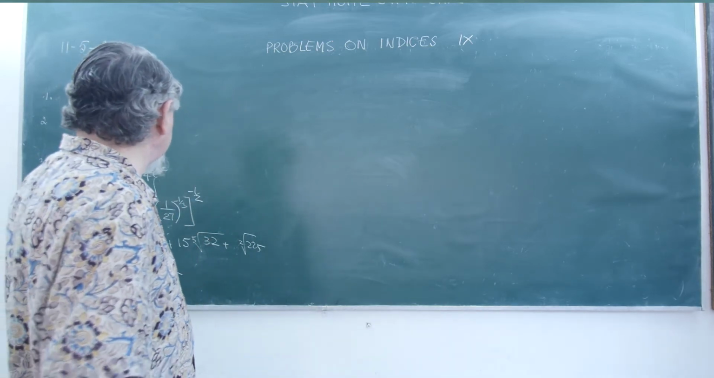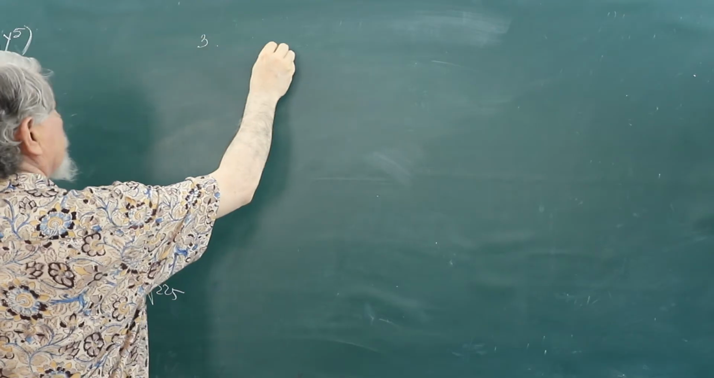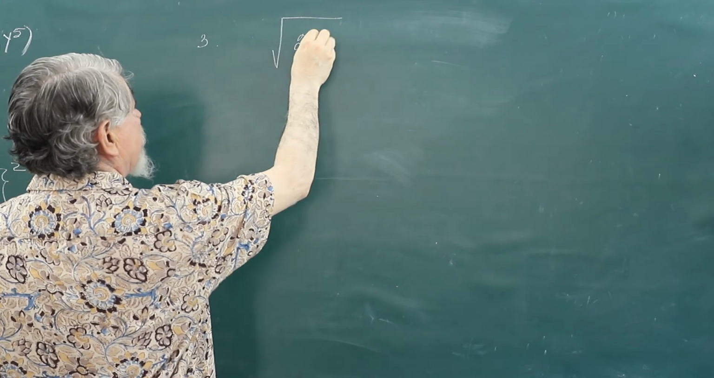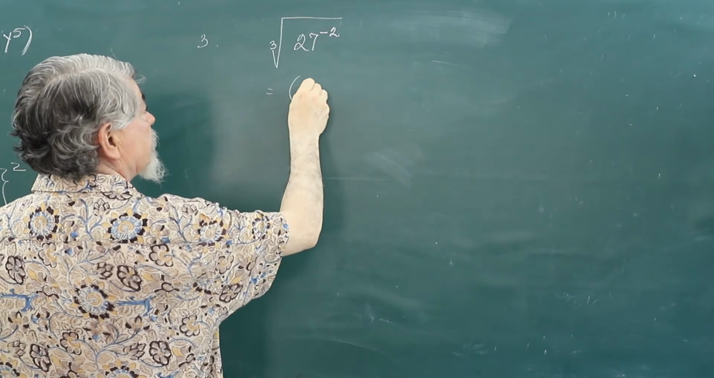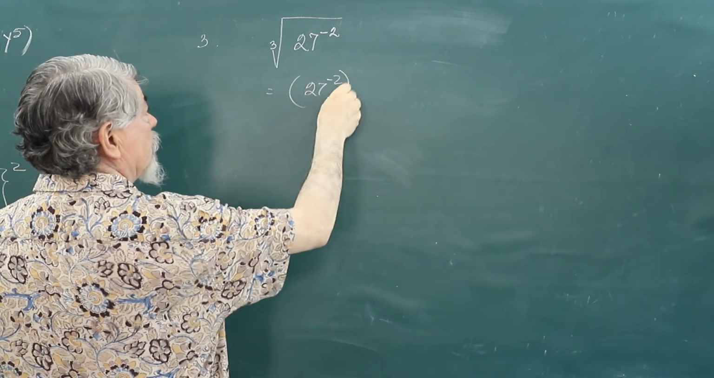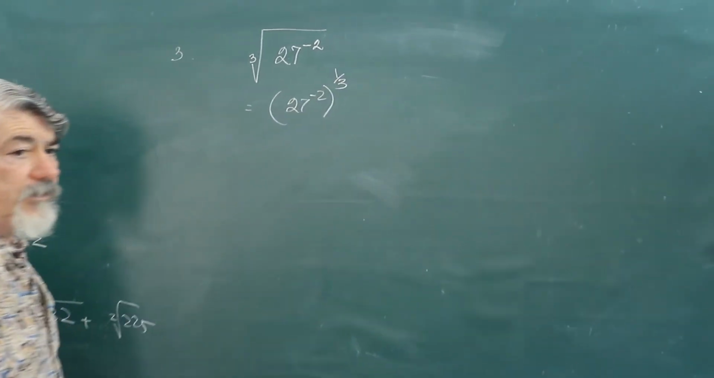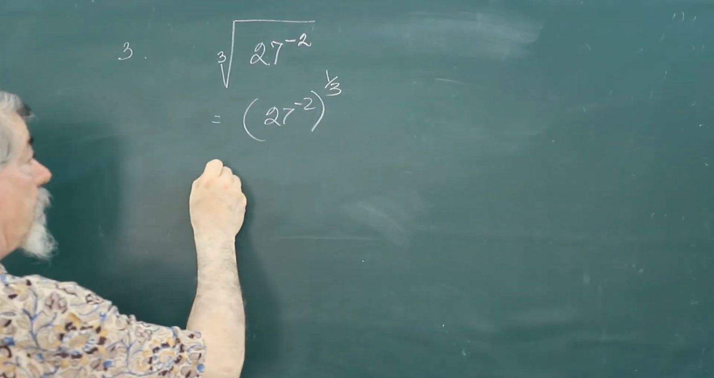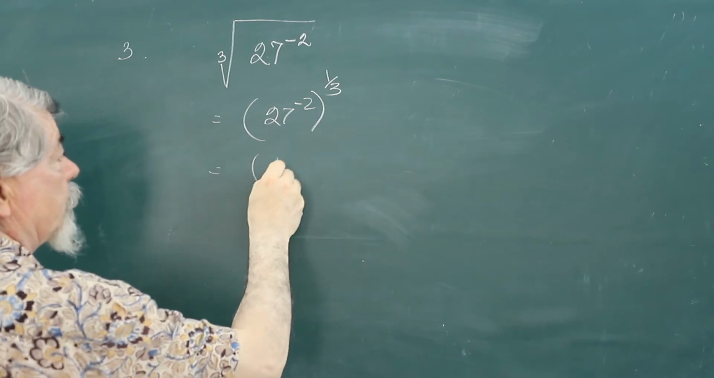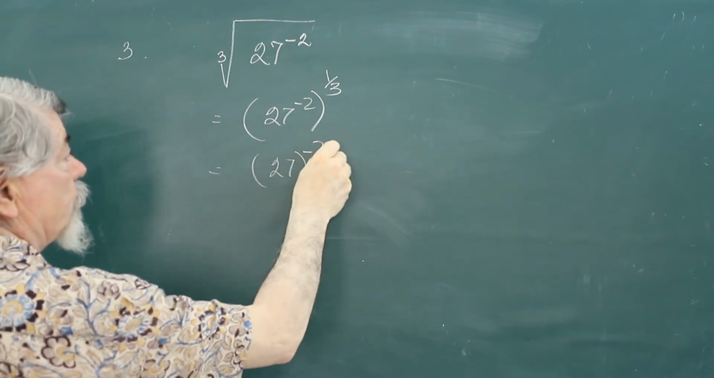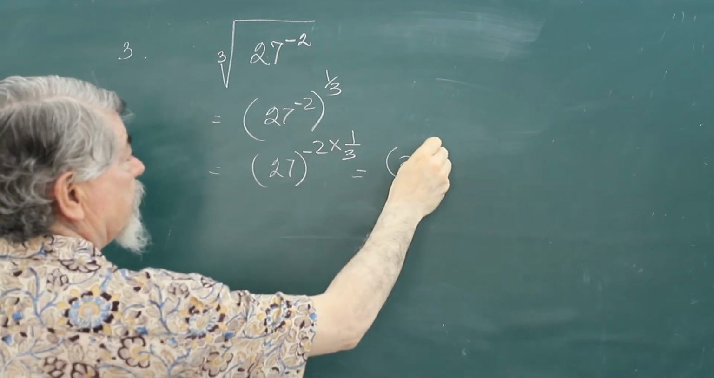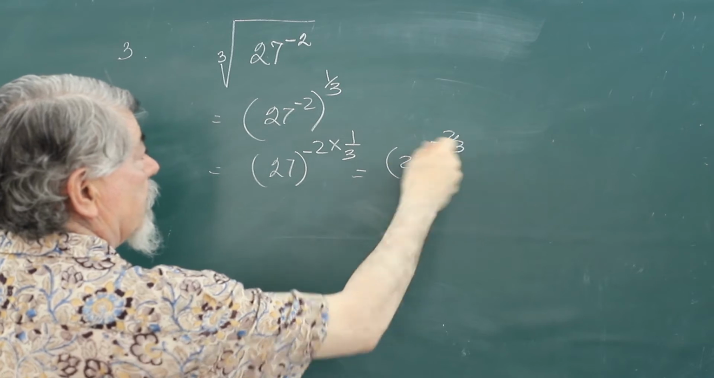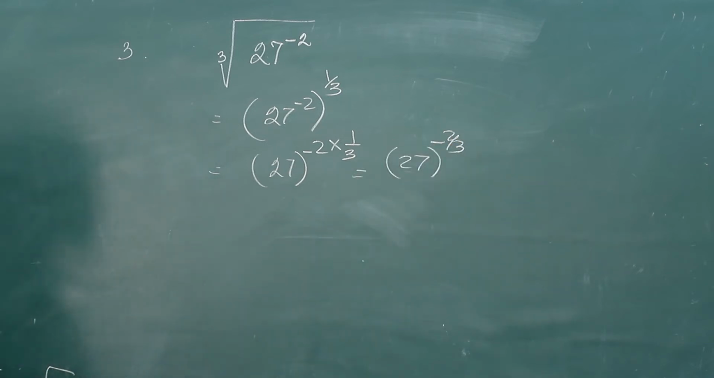Question number 3 is 27 to the power minus 2 and this here. So it could be 27 to the power minus 2, all to the power 1 upon 3. Now power to the power gets multiplied. So 27 to the power minus 2 into 1 upon 3, or it will be written as 27 to the power minus 2 upon 3.